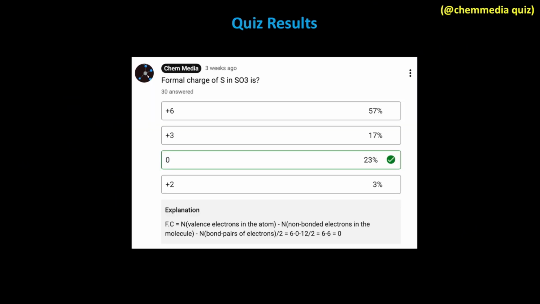Now let me show the quiz results. Only 23% of the students picked the correct answer. Many students picked plus 6 as the correct answer. I think they got confused between oxidation state and formal charge. And then whoever picked plus 3 or plus 2, they wrote the Lewis structure, but they have a confusion which one is best. This is the reason I am repeatedly saying that you need to have a solid understanding of Lewis structure and formal charges, because otherwise for most of the chemical bonding questions you would be making mistakes.